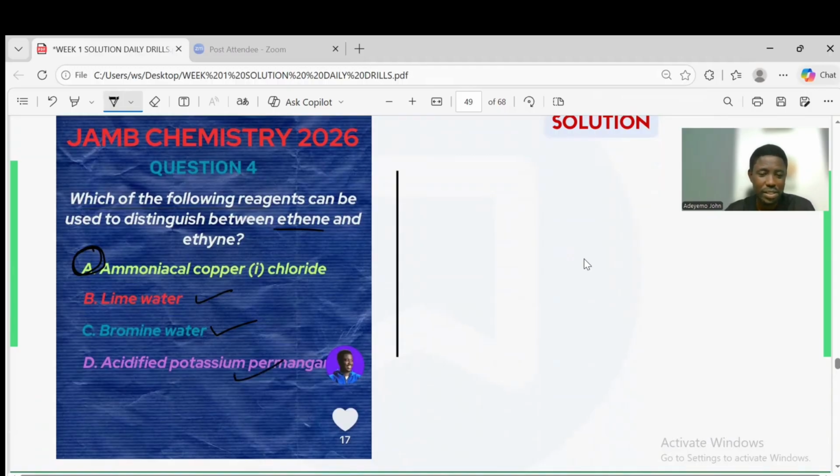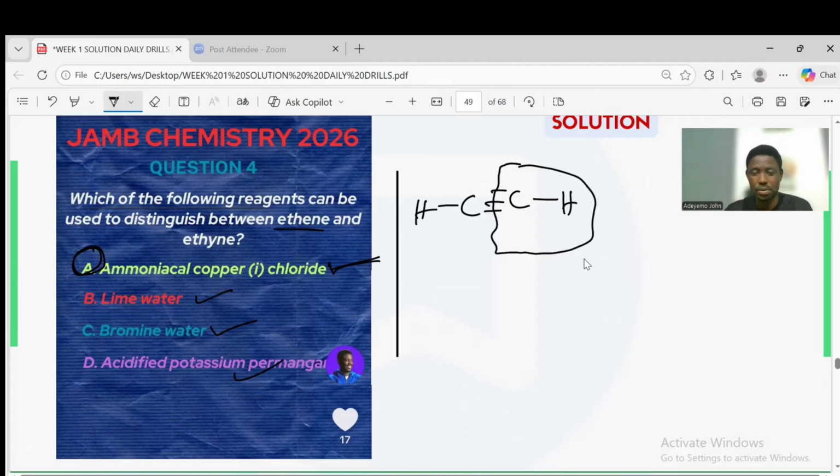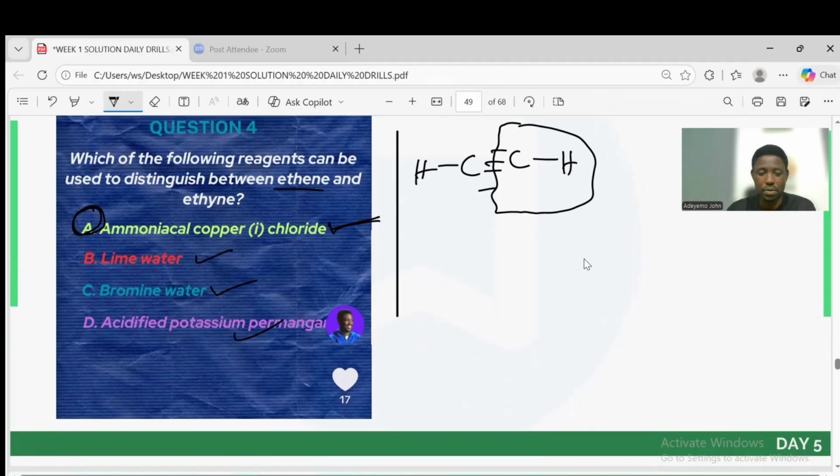All right. But this is the only reagent that can be used to distinguish between alkene and alkyne, but only terminal alkynes will produce a precipitate with this. And ethyne is the terminal alkyne. What is the terminal alkyne? An alkyne with the triple bond at the end of the chain. Of course, this only has two carbons, so the triple bond is at the end of the chain.